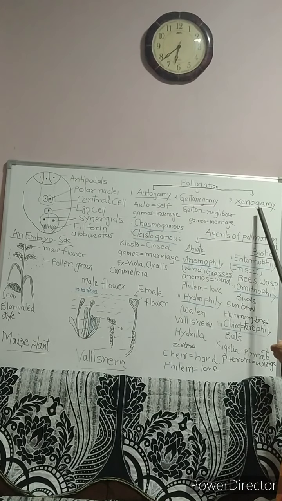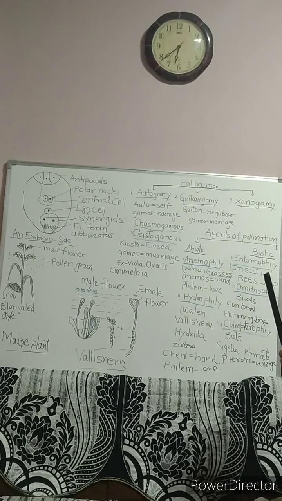Third is xenogamy. What is the meaning of xenogamy? It is cross pollination between flowers of two different plants.